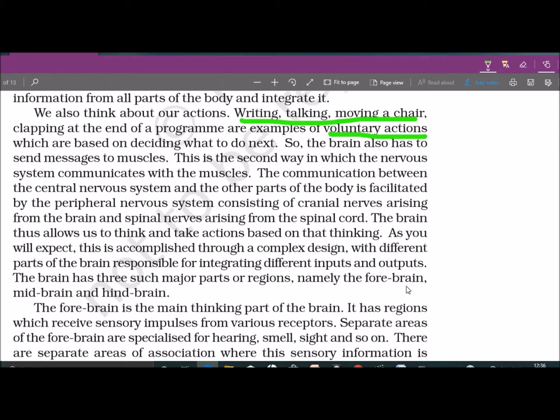The communication between the central nervous system and the other parts of the body is facilitated by the peripheral nervous system, consisting of the cranial nerves arising from the brain and the spinal nerves arising from the spinal cord. The brain thus allows us to think and take action based on that thinking. So the brain is differentiated into three parts, that is forebrain, midbrain and hindbrain.